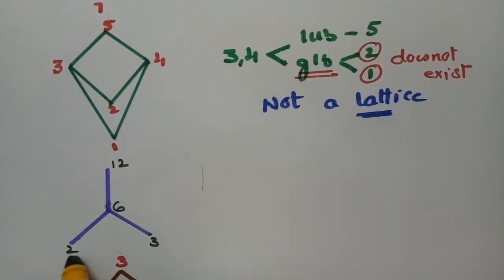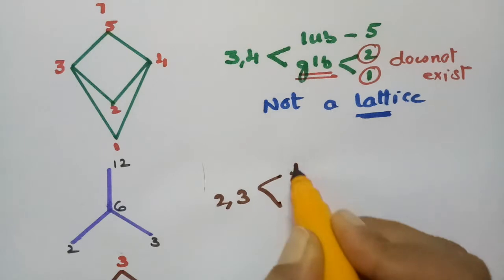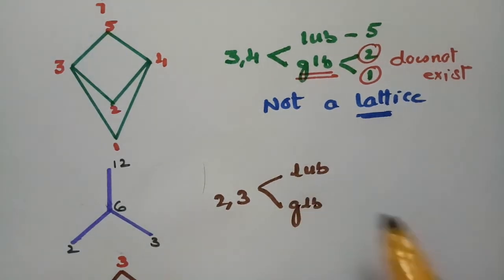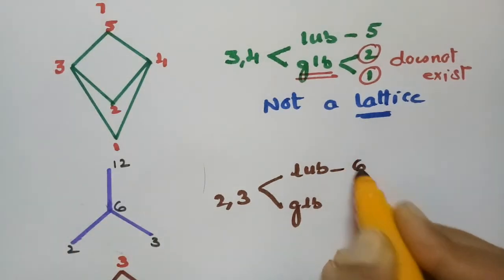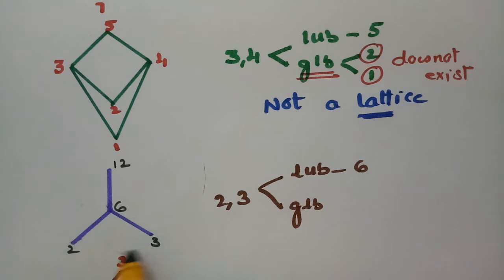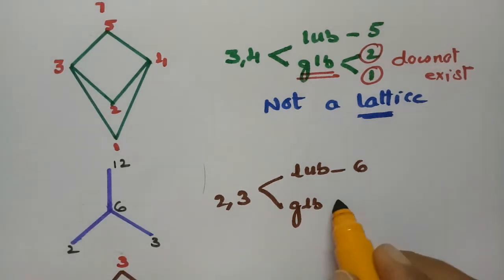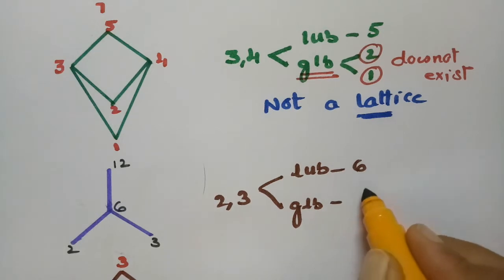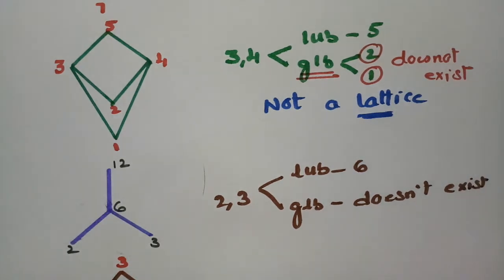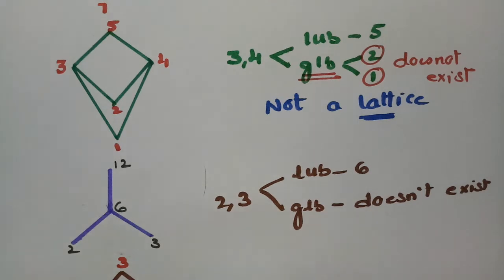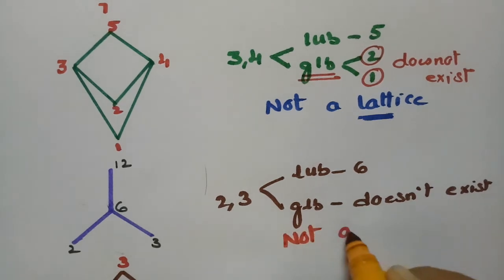Let us say I consider 2 and 3. What is the least upper bound and the greatest lower bound? For 2 and 3, the least upper bound is 6. When we consider the greatest lower bound of 2 and 3, it doesn't exist. If it has no greatest lower bound or least upper bound, then we say that the given poset represented by the Hasse diagram is not a lattice.